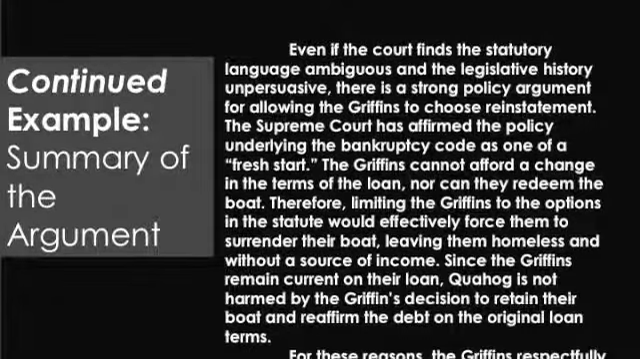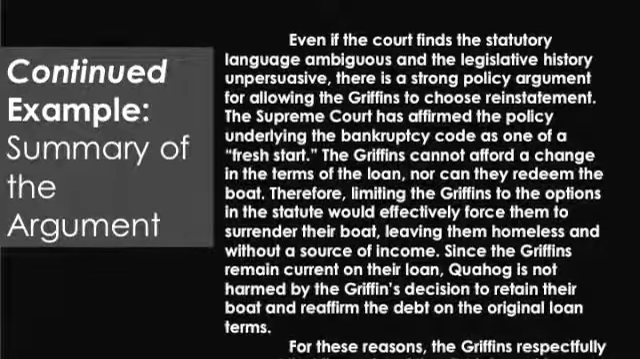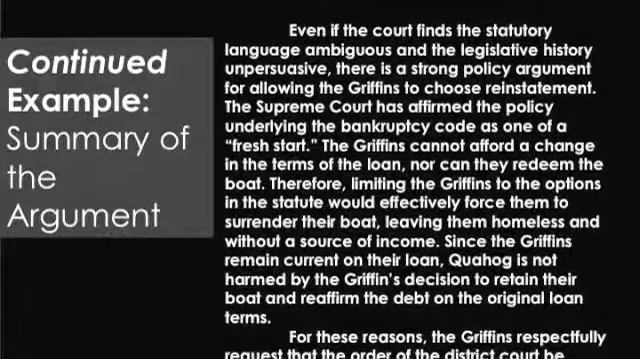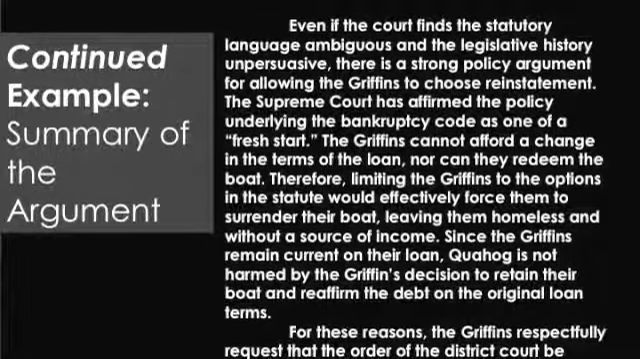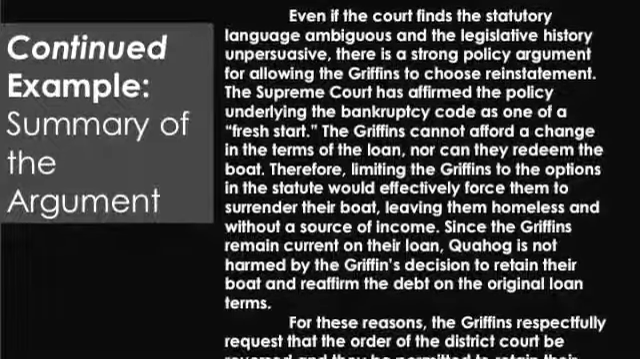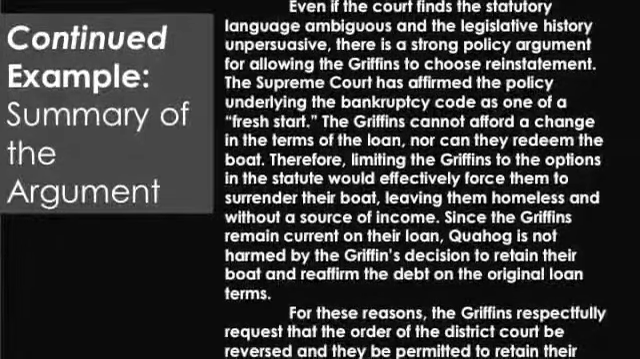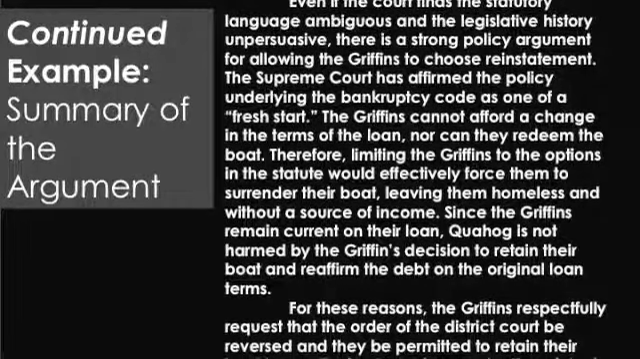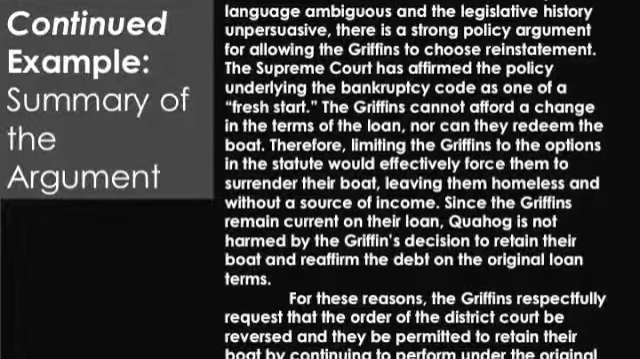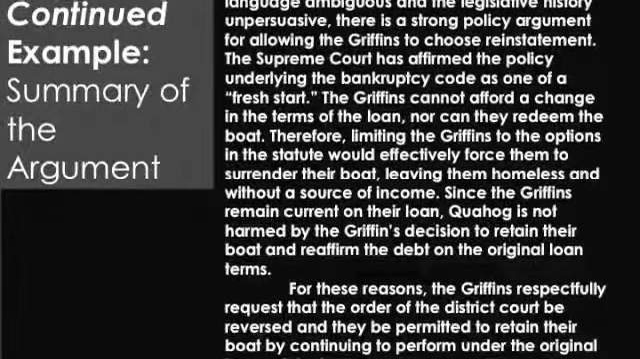Even if the court finds the statutory language ambiguous and the legislative history unpersuasive, there's a strong policy argument for allowing the Griffins to choose reinstatement. The Supreme Court has reaffirmed the policy underlying the Bankruptcy Code as one of a fresh start. The Griffins cannot afford a change in the terms of the loan, nor can they redeem the boat. Therefore, limiting the Griffins to the options in the statute would effectively force them to surrender their boat, leaving them homeless and without a source of income.